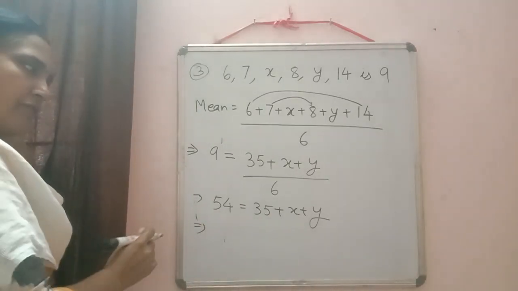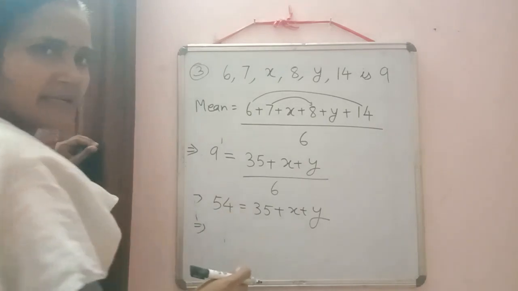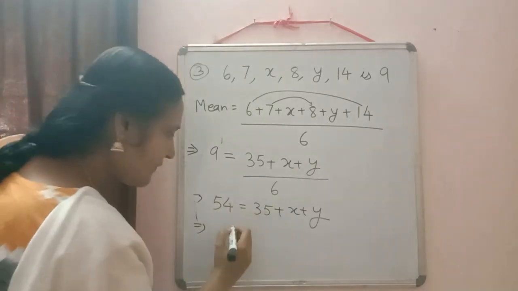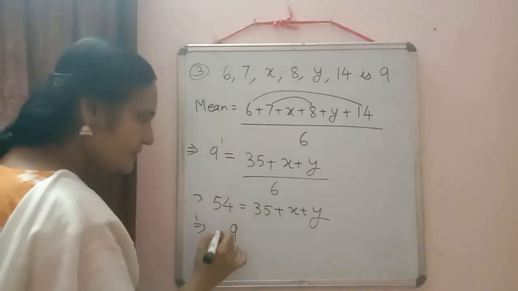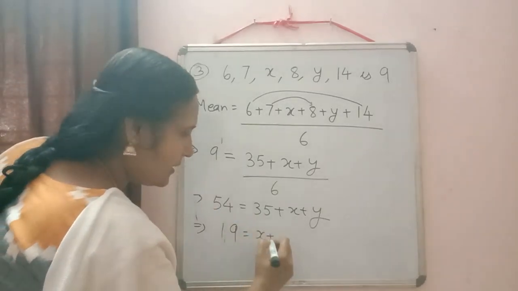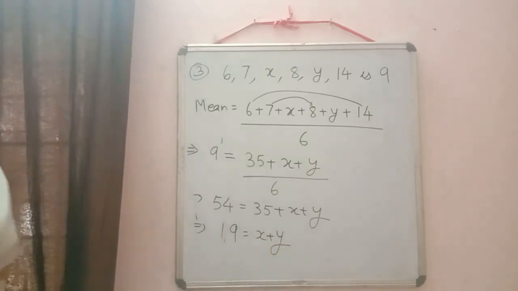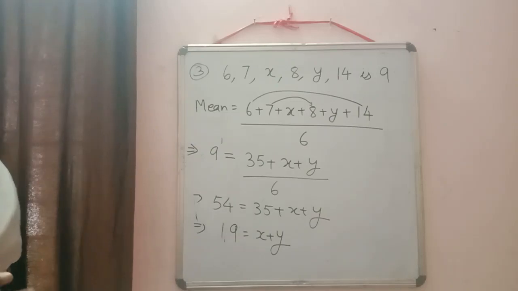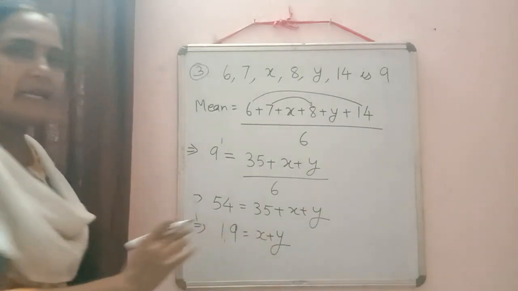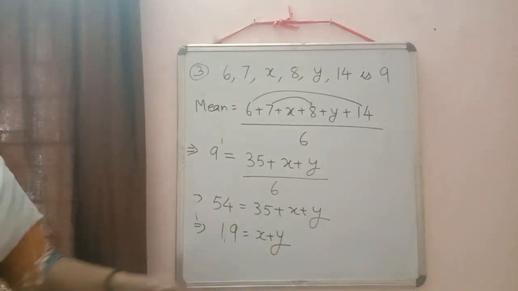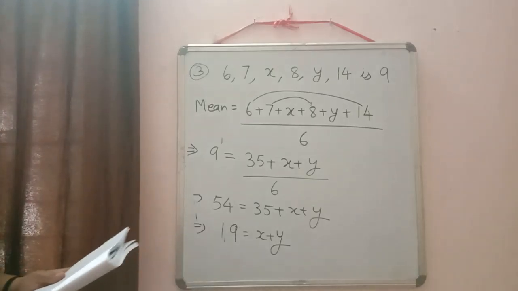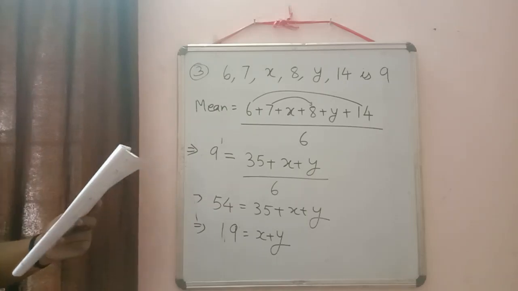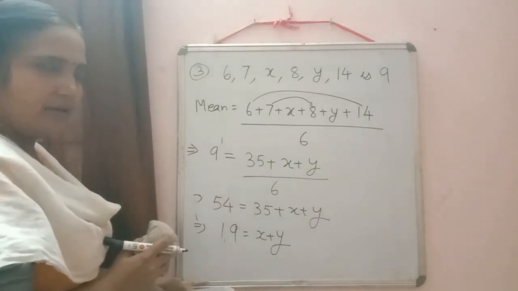Then it will be equal to 54 minus 35. So shall I write the subtraction directly? What will come? 14 minus 5, 9. 4 minus 3, 1. So x plus y is equal to 19. In this question, we don't want the value of x and y. We want the relation in x and y. So this is the relation. Their sum will be equal to 19. Clear? Okay. So write down the next question.